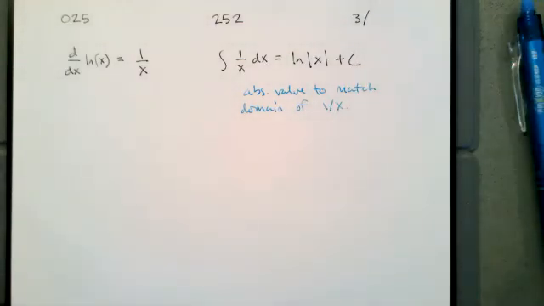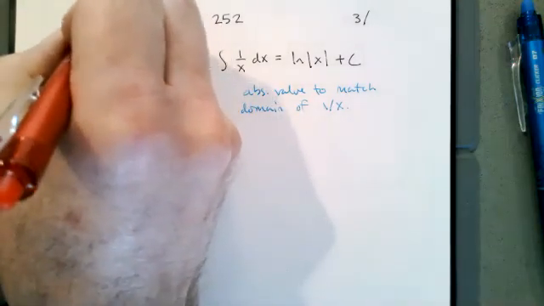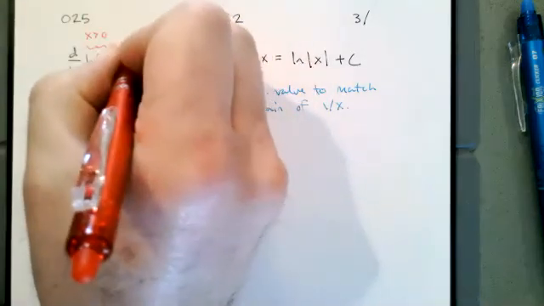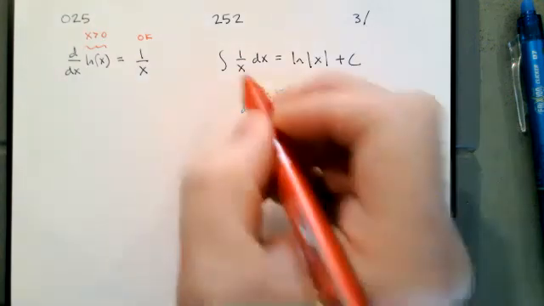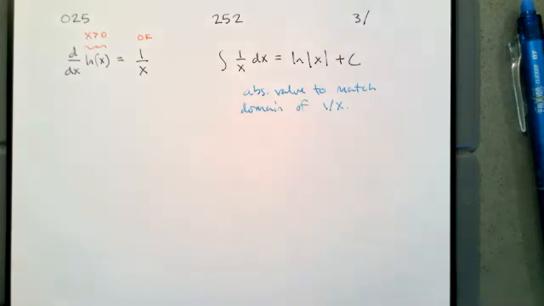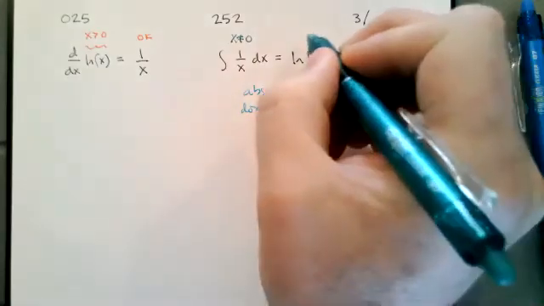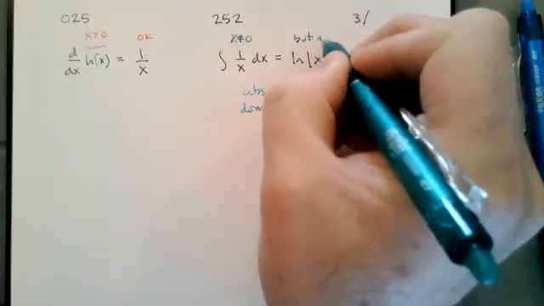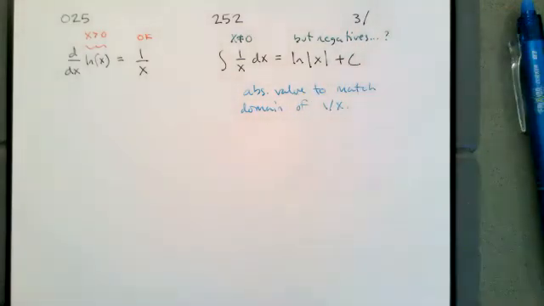So going in the derivative direction, it was fine. Natural log of x said, hey, x has to strictly be greater than 0. And 1 over x said, okay. But in this direction, in the integral direction, 1 over x is like, oh, so long as x isn't 0. And then natural log is like, but negatives. So we absolute value the natural log of x. Any questions?